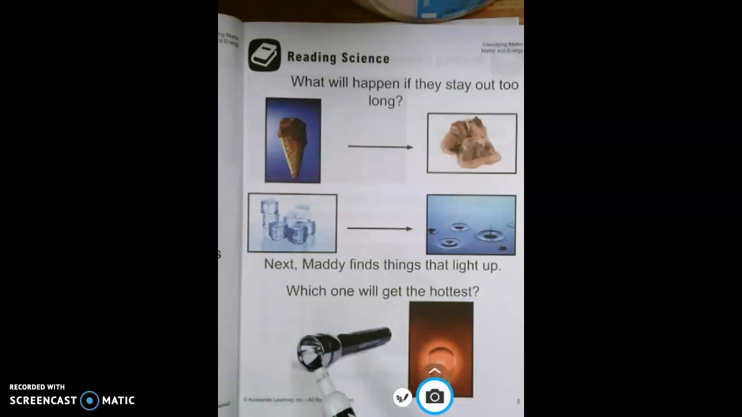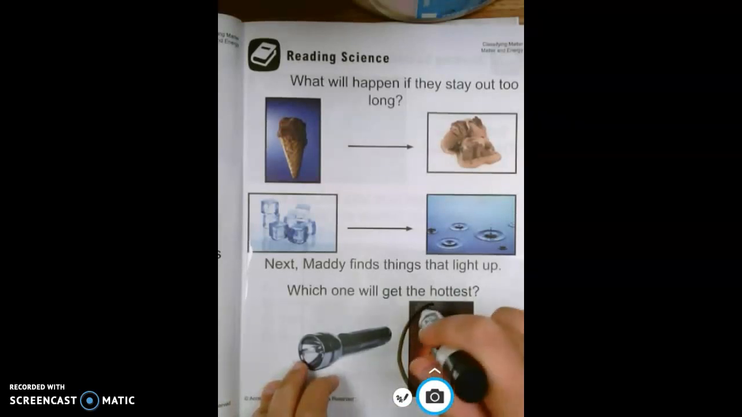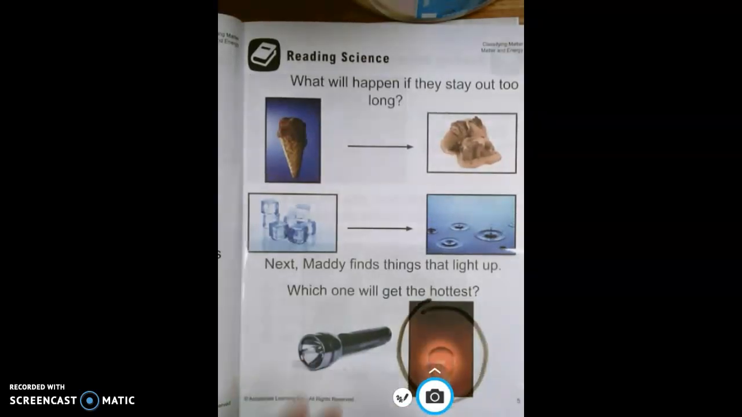We have a flashlight and a light bulb. Which one of these will get the hottest? So I want you to circle the one that you think will get the hottest, the flashlight or the light bulb. If you were to touch it, it would be hot. Don't touch it, but if you were, it would be hot. You should have circled the light bulb. Whenever you plug in the light bulb or turn it on, it gets pretty hot really fast. That's why it has a shade around it, so you don't touch it.